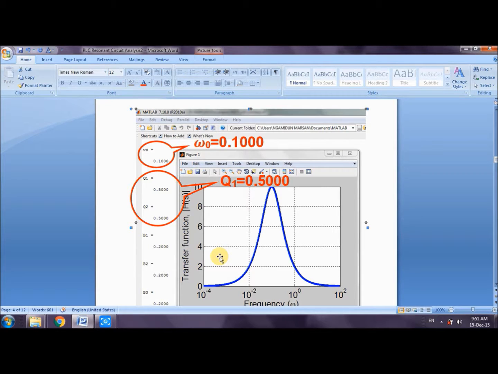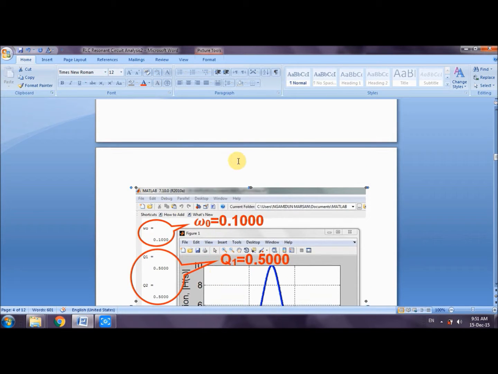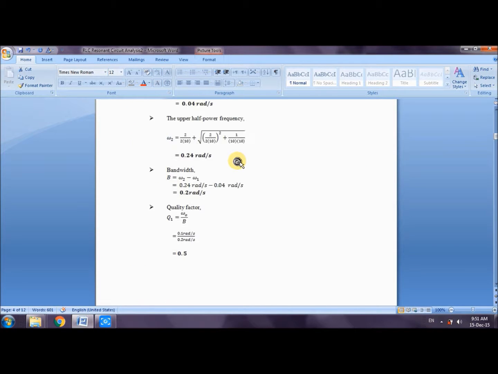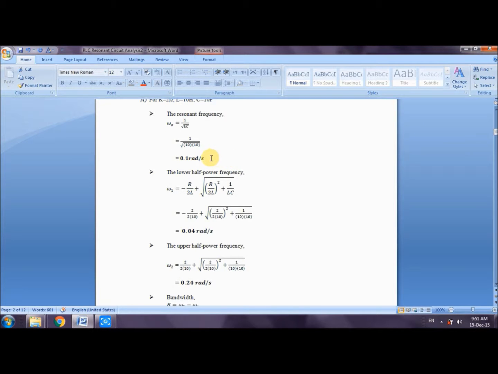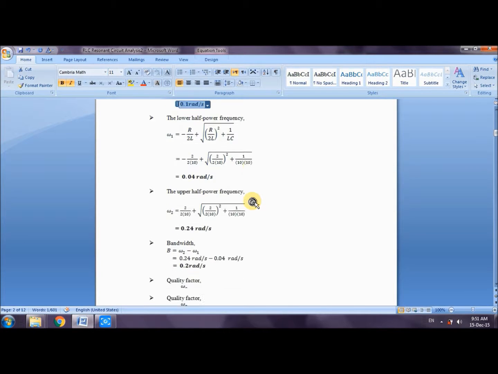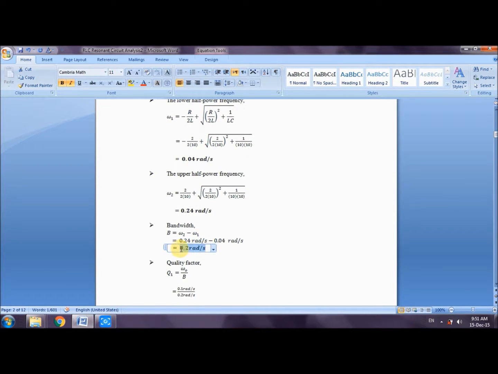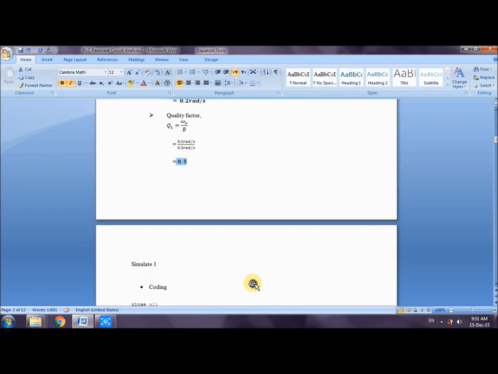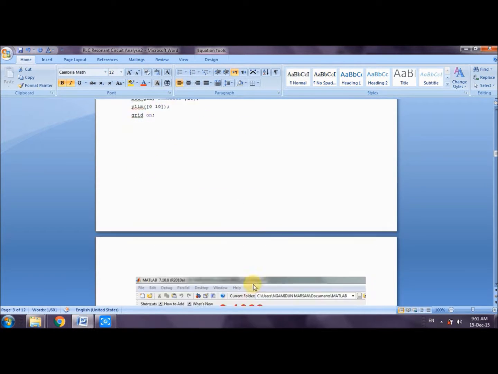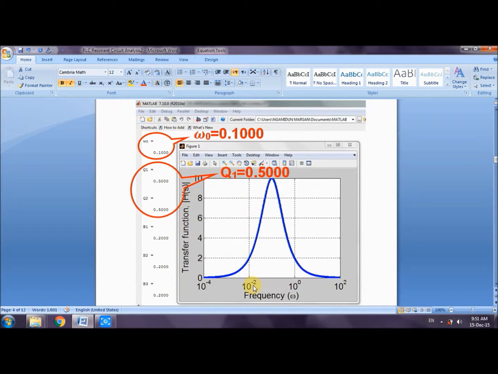Okay, let's compare the result from the simulation to our manual calculation. This is our resonant frequency 0.1, our bandwidth 0.2, and our quality factor 0.5. As you can see, we got the same values from the MATLAB simulation.